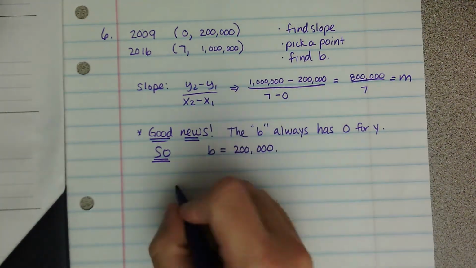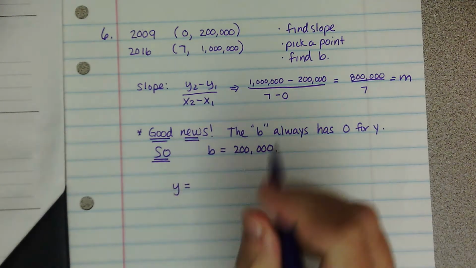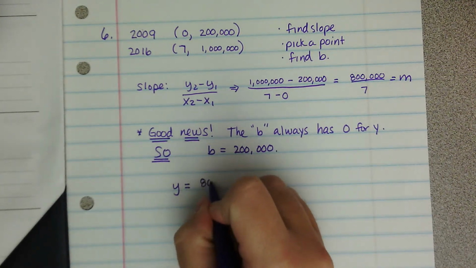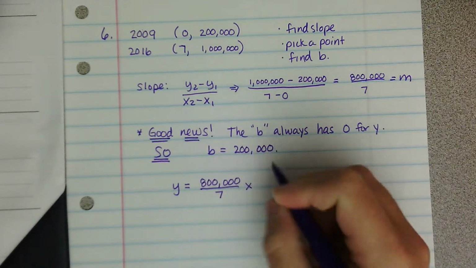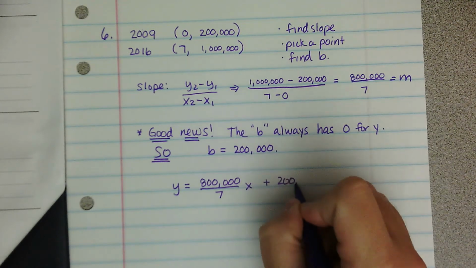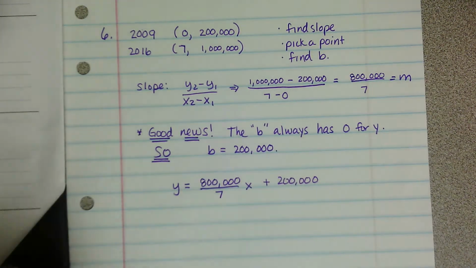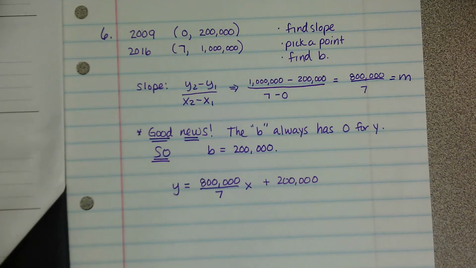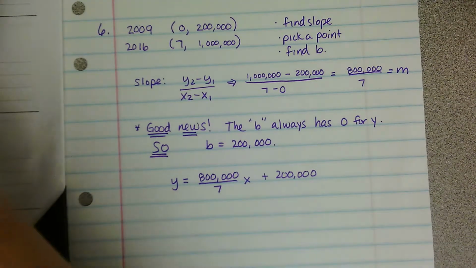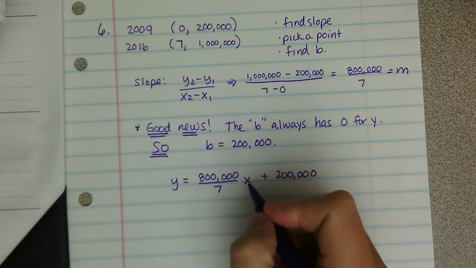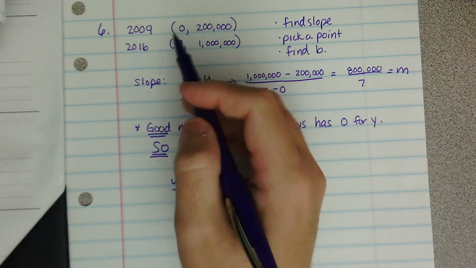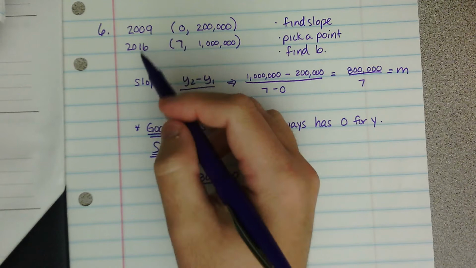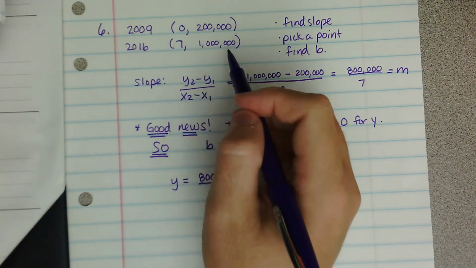So our equation is y equals 800,000 over 7 x plus 200,000. Now I'm just curious. I want to see what that's going to be. Because if I'm looking at rate of change, I want to know what that means. And x represents every year. So 2009 was the first year. That's why it's at 0. 7 years later, right? 9 to 16 is 7 years later. It went up to $1 million.